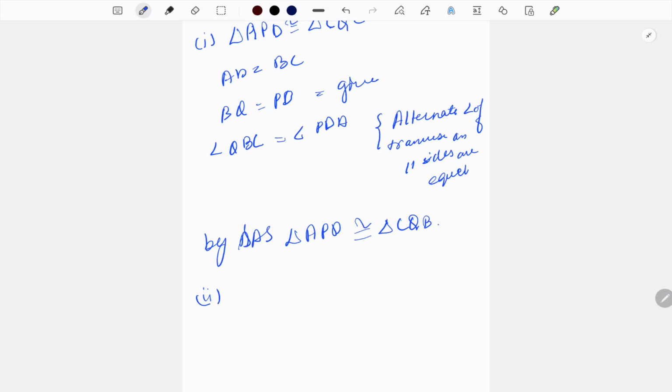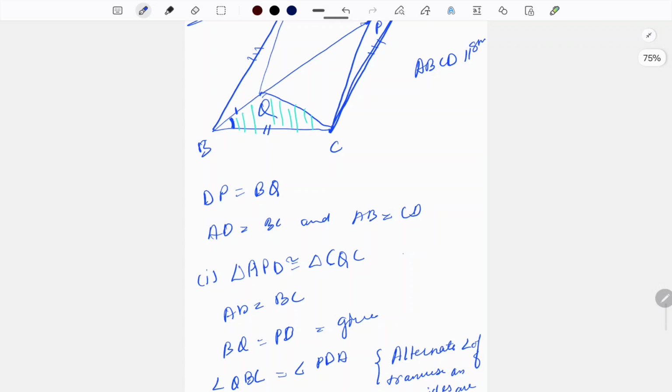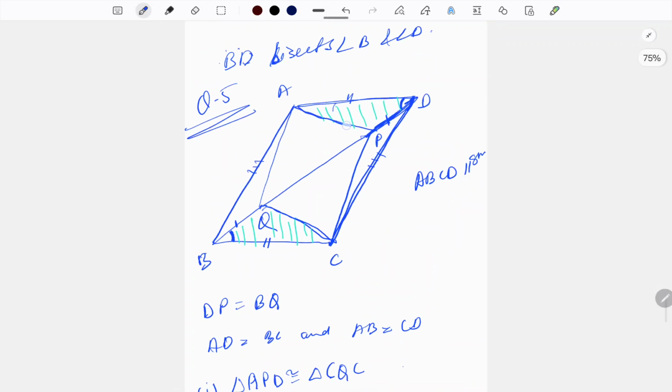Now let us go to the second part. AP is equal to CQ. Yes, AP is equal to CQ by CPCT. This we have proved, so this is equal to this. Now the second part is asking about AQB and CPD.